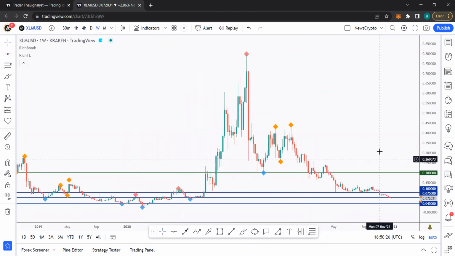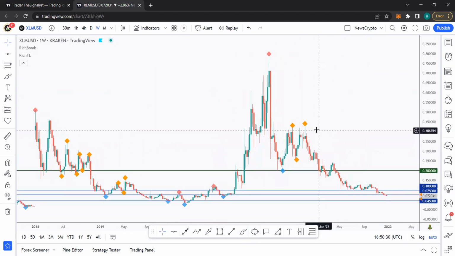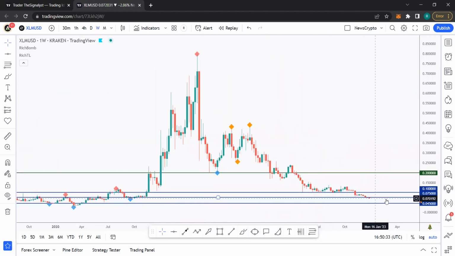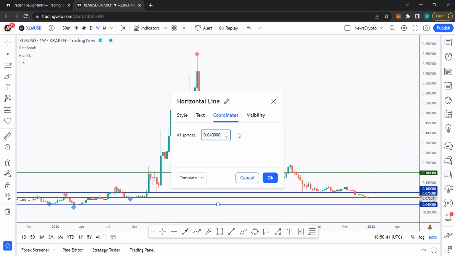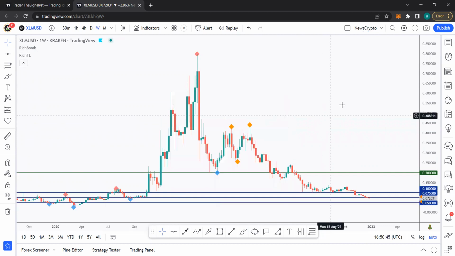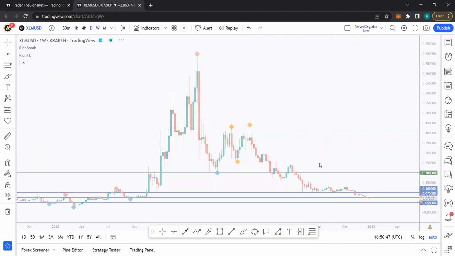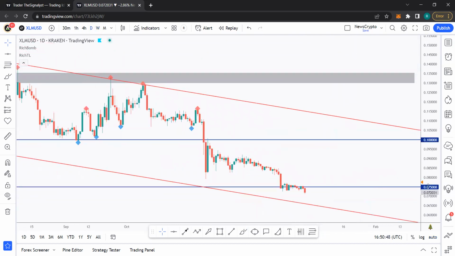That's it for Algo. On XLM, also around the 0.075. If we break it downward, we'll be expecting a movement to the 0.05. Why 0.045? Let's go for 0.05, 5, not 4. Oops. Okay, that's it. And here we go.